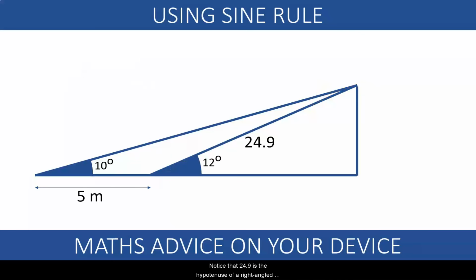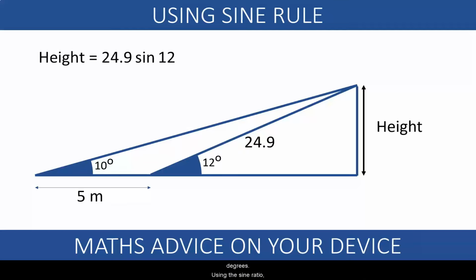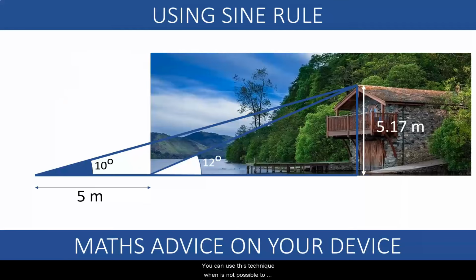Notice that 24.9 is the hypotenuse of a right angle triangle, where H is the opposite side to the angle 12 degrees. Using the sine ratio, the height is approximately 5.17 meters. You can use this technique when it's not possible to measure the horizontal distance because, for example, there is a lake or a surface that doesn't allow you to step in.